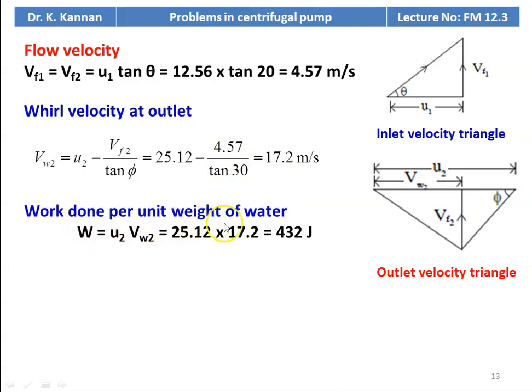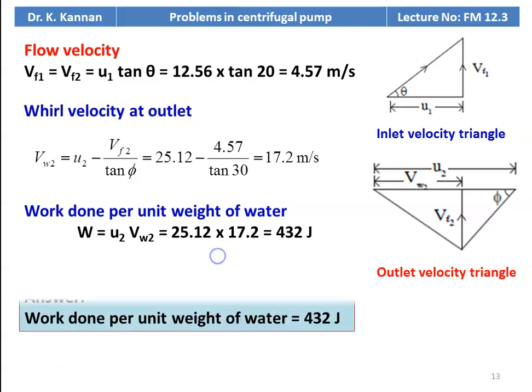The work done per unit weight of the water. So W equal to U2 into VW2. So 25.12 into 17.2 equal to 432 joules. The answer to the problem: the work done per unit weight of water equal to 432 joules.